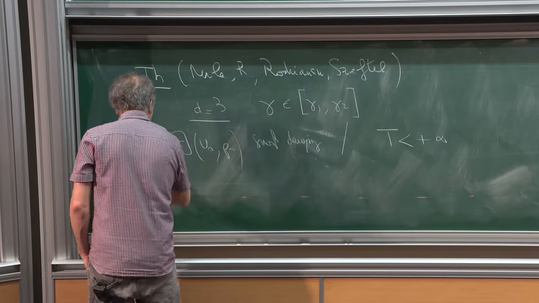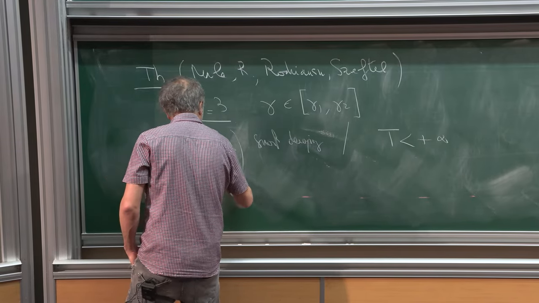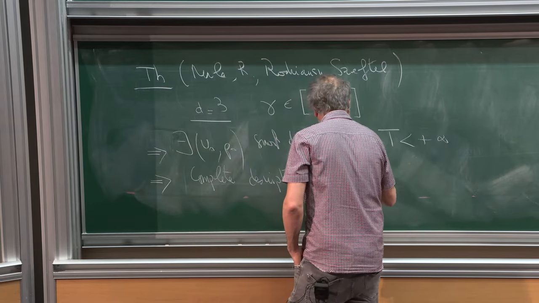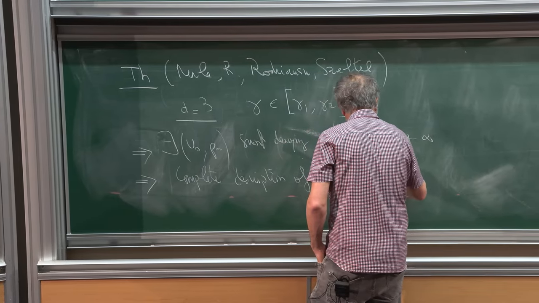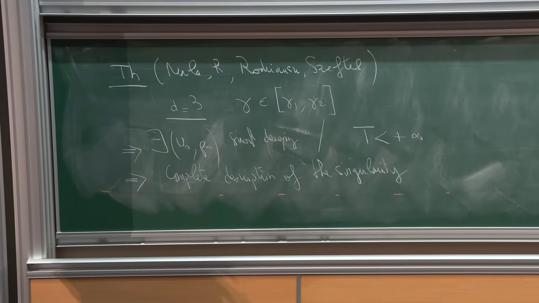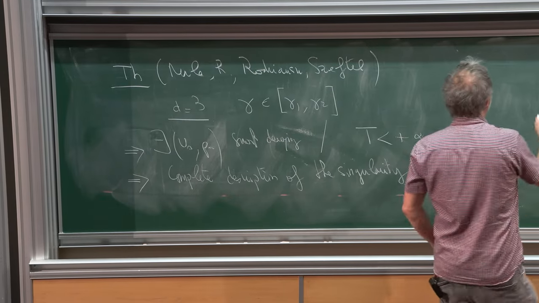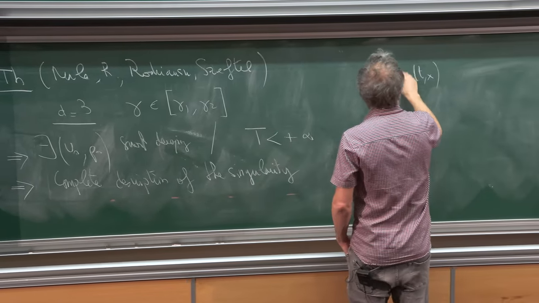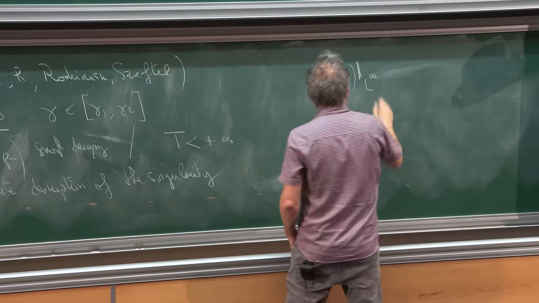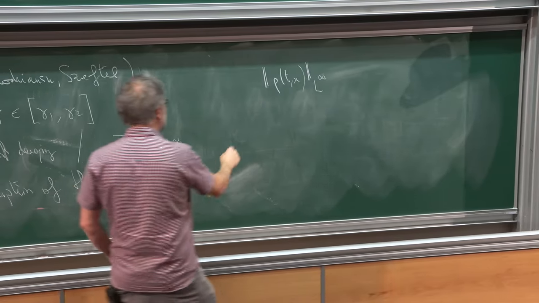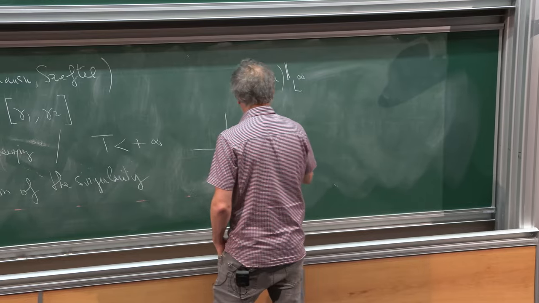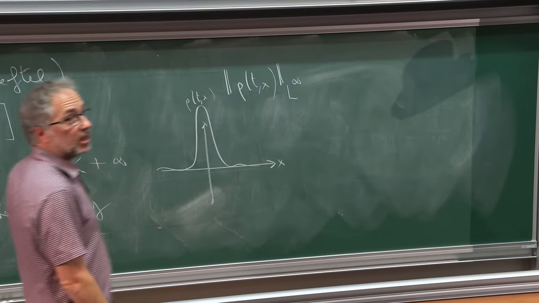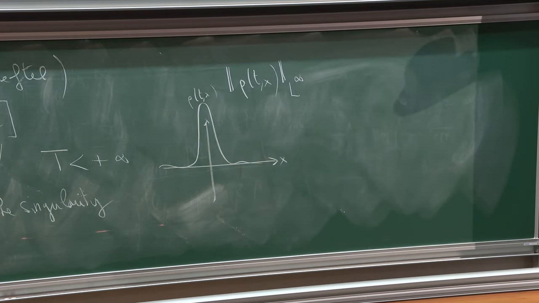And in fact, there is a complete description of the singularity. In particular, in everything I'm going to talk about, if I look at density, for example, I can look at the sup norm of density. And this thing is going to concentrate. Density is going to become, as you expect, concentrated at the origin. So if I draw rho of t and x, it's going to be something like this, something that concentrates. And among the things that come with the theorem is something that we very much expected.